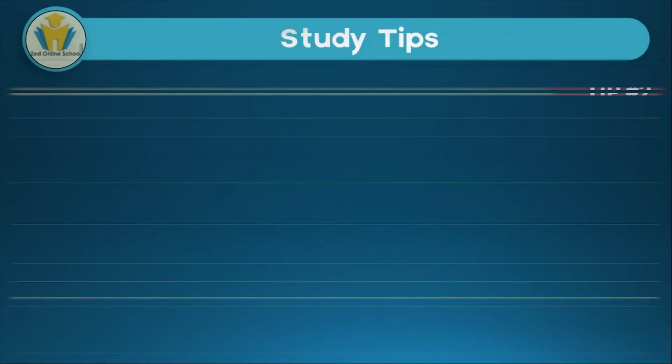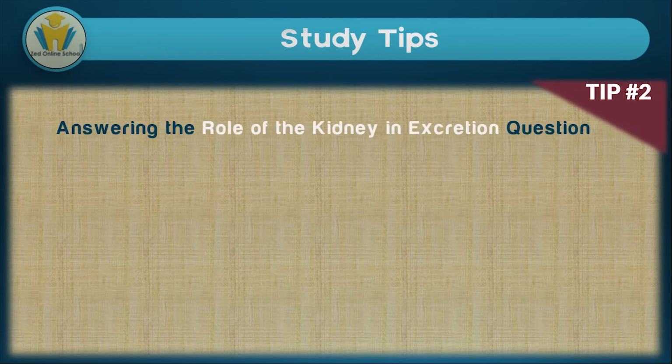Another tip we have for you today is about answering a question that usually comes when you're talking about excretion. This is a question asking you to explain the role of the kidney in excretion. How do you go about this question? The first thing you should think about is what is excreted by the kidney.